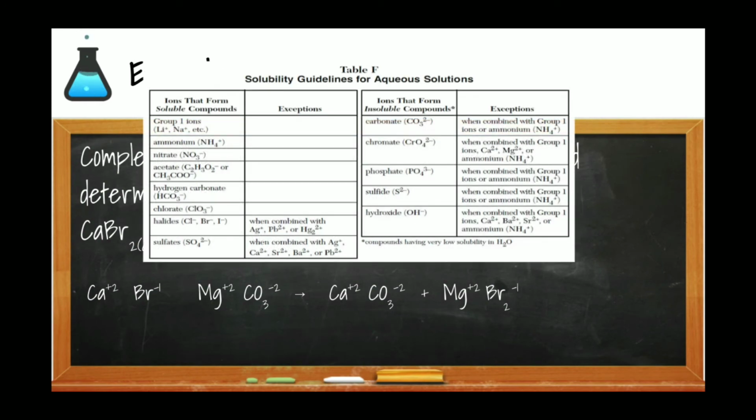We will start with carbonate. Carbonates are generally insoluble, except with group 1. Calcium is not group 1 or ammonium. So calcium carbonate is a solid insoluble precipitate. Magnesium bromide is soluble because it contains the halide bromine.